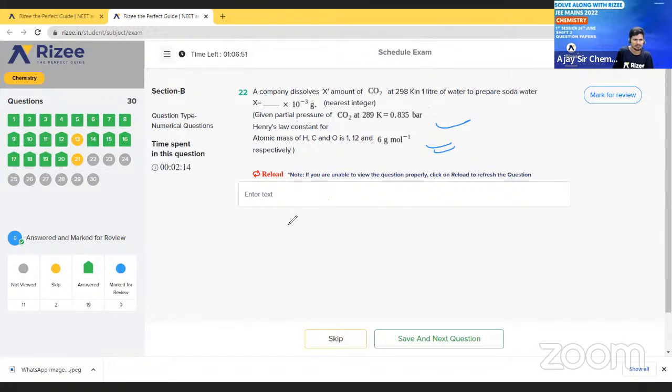Let us assume the mole fraction of CO2 is chi1. This is basically Henry's law. So what is the formula for chi1? Chi1 is equal to pressure divided by kh. See here, the kh value is also given. What is the kh value?